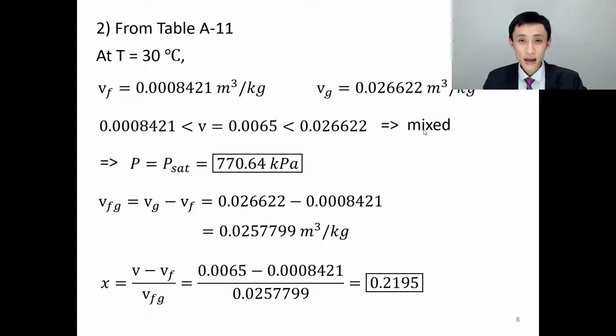If it's the mixture phase, then it's saturated, so our pressure is going to be the saturated pressure. Then we are going to calculate the quality. The quality is v minus v sub f divided by v sub fg. Then put the numbers in. This is the quality, and it turns out to be 22% in the gas phase.